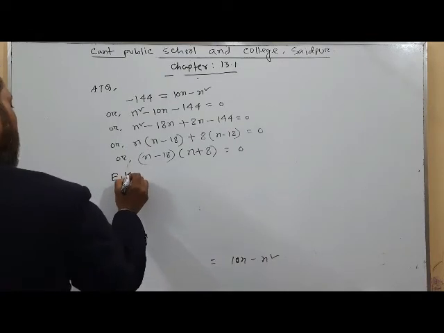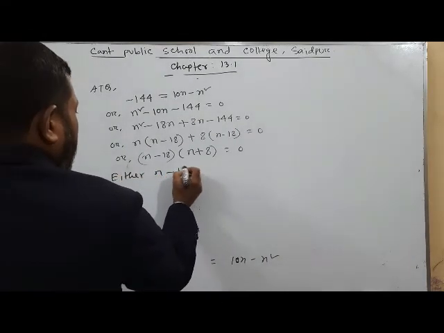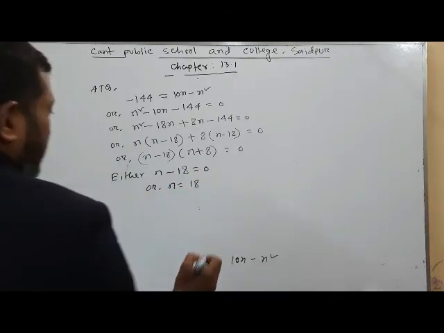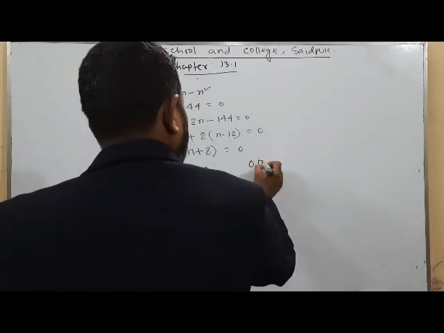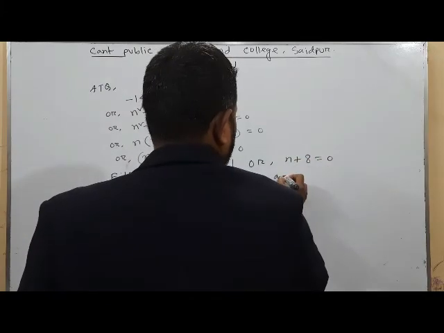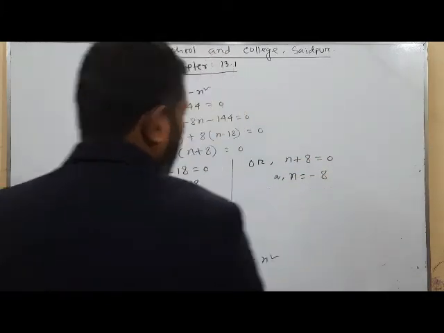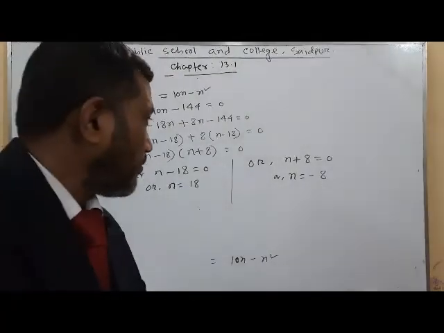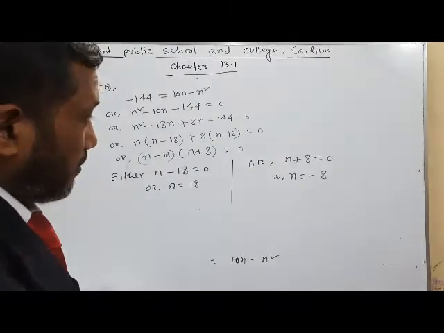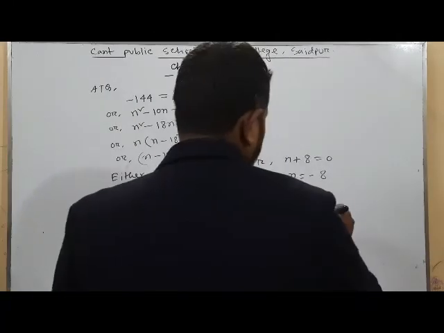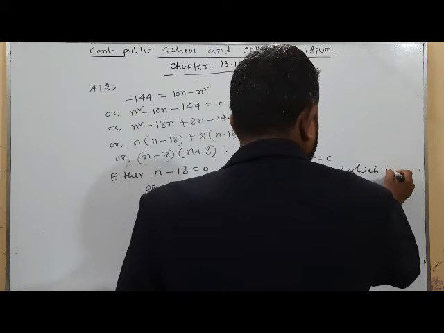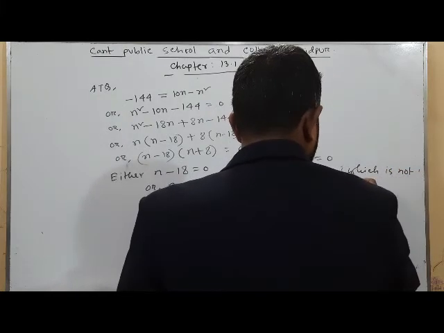Either n minus 18 is equal to 0, so n is equal to 18, or n plus 8 is equal to 0, so n is equal to minus 8. Since n is the number of terms, the value of n can never be negative. So n equal to minus 8 is not acceptable.